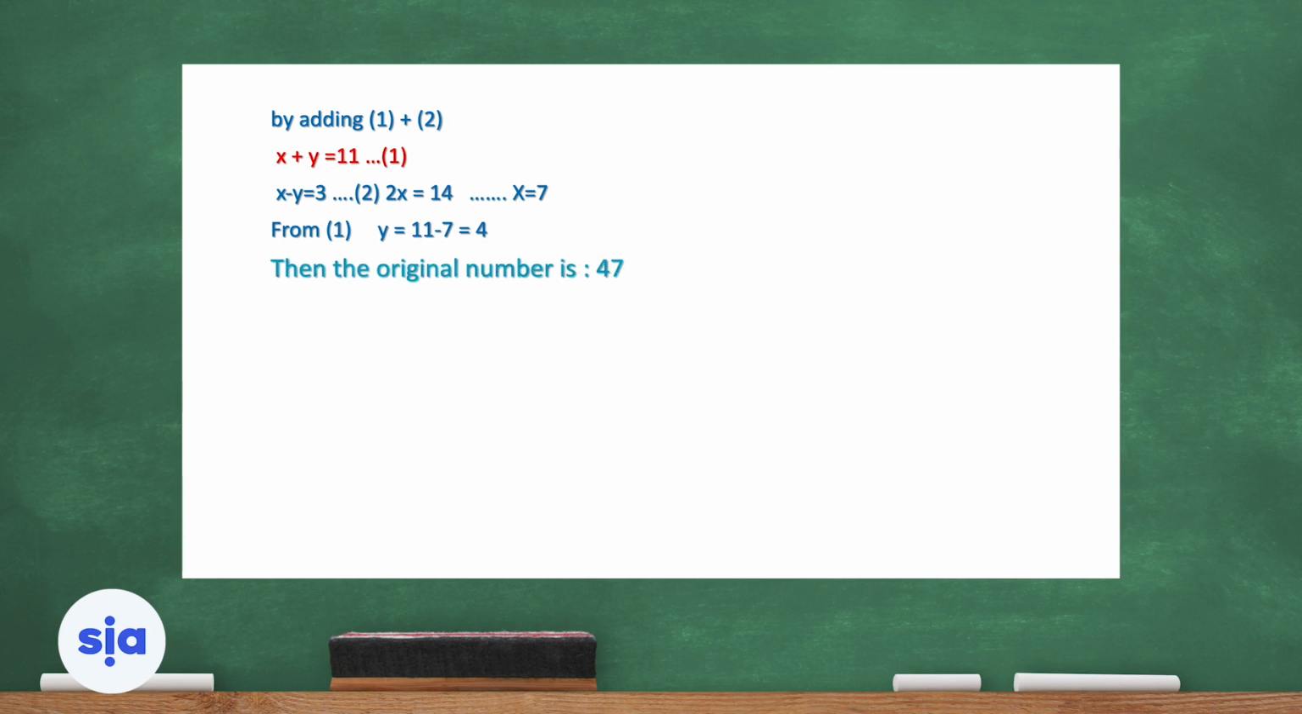So my original number is the tens and the units. So my original number is 47. If you want to check, yes, the sum of the two digits, the 4 and the 7, is 11.